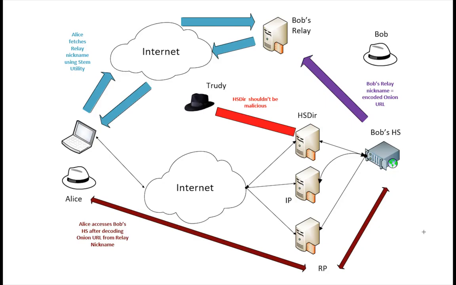for Bob's hidden service. So, Alice and Bob have previously agreed on an encoding decoding scheme, and Bob uses this scheme to encode his onion URL for his hidden service, and Alice uses the same scheme to decode the URL. Now, over the video, I'm going to take you to Bob's relay and Bob's hidden service, and finally, Alice will use the decoding scheme to get information and access Bob's hidden service.